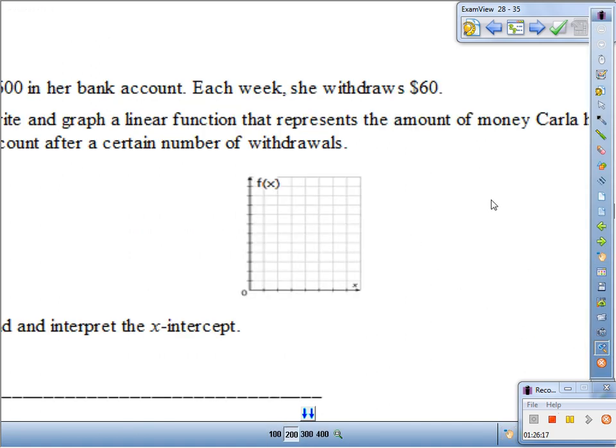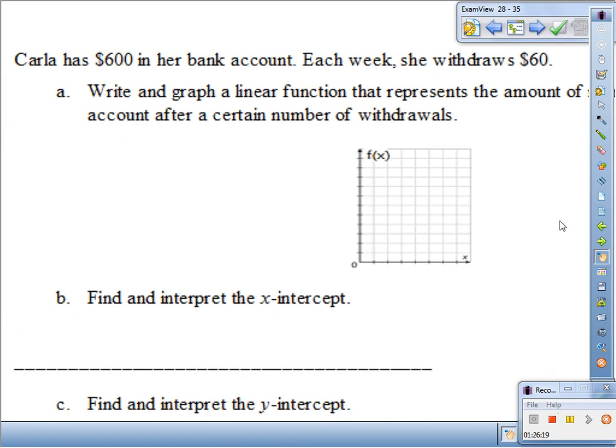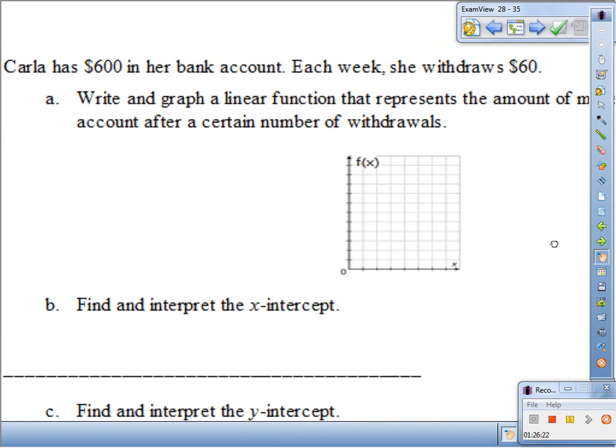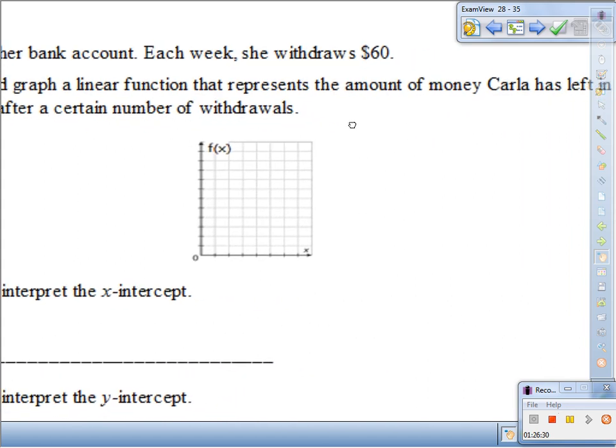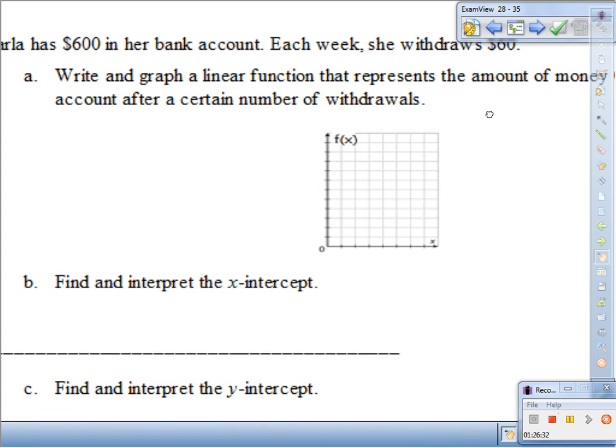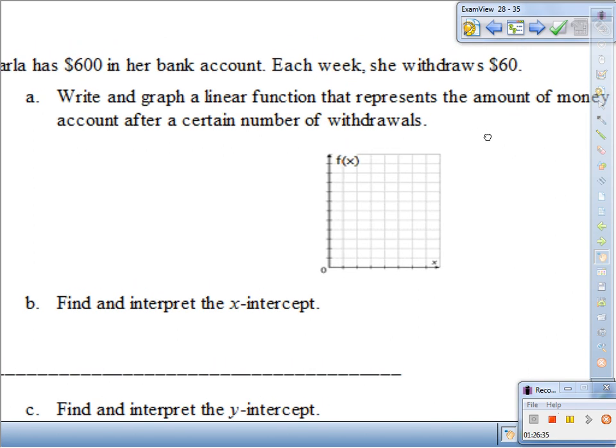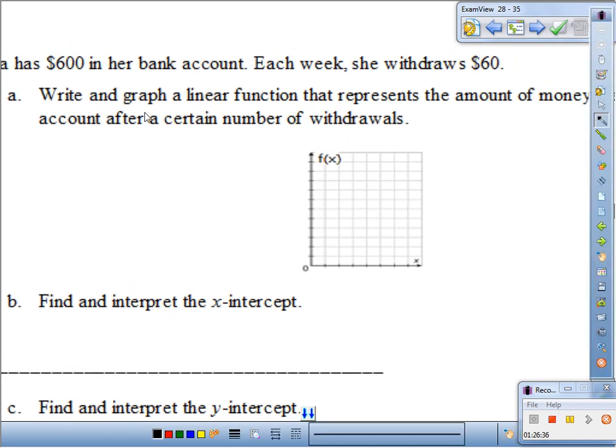Let me zoom in. It says, Carla has $600 in her bank account. Each week she withdraws $60. Write and graph a linear function that represents the amount of money Carla has left in her account after a certain number of withdrawals. So let's write first the equation. Write the linear function. Okay?